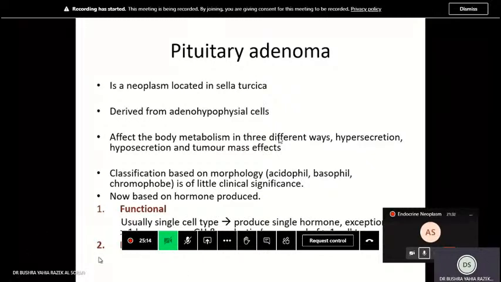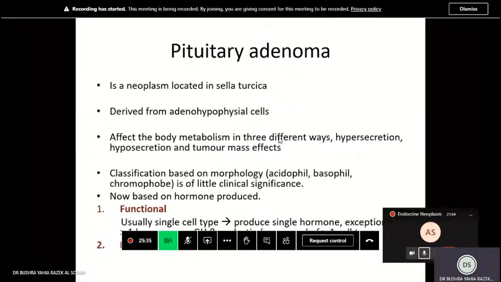Non-functioning, which produces hormone, but you know, sometimes an adenoma doesn't produce hormone, some of them, and some of them produce a little bit of hormone but not causing clinical manifestation. Okay.